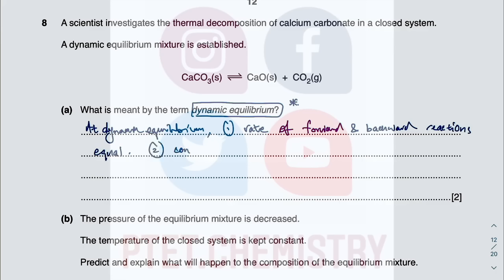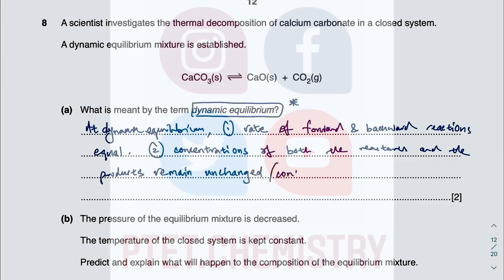And then the second point, which a lot of people didn't get, is that the concentration of both the reactant and the product, basically everything, remains unchanged. Unchanged means they don't change anymore, or they remain constant. So that is the most important thing about dynamic equilibrium, okay?